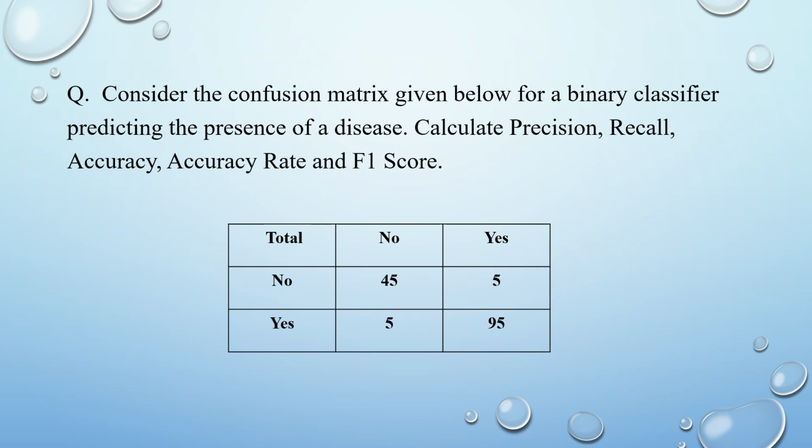This is the problem in which a confusion matrix is given and we have to calculate precision, recall, accuracy, error rate and F1 score. So the question is: consider the confusion matrix given below for a binary classifier predicting the presence of a disease. Calculate precision, recall, accuracy, error rate and F1 score.